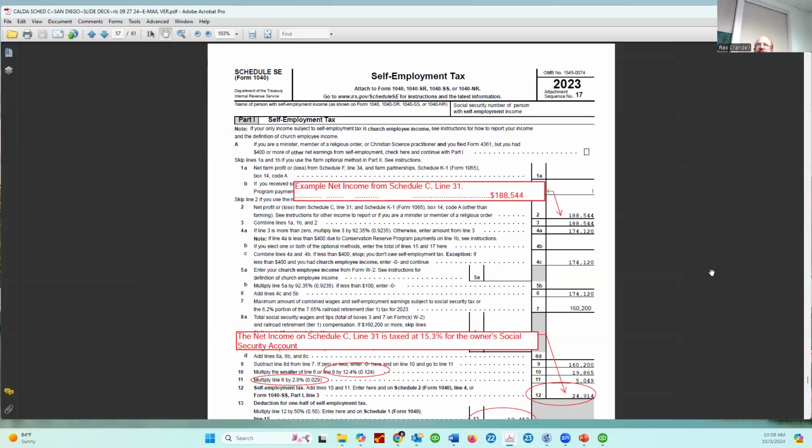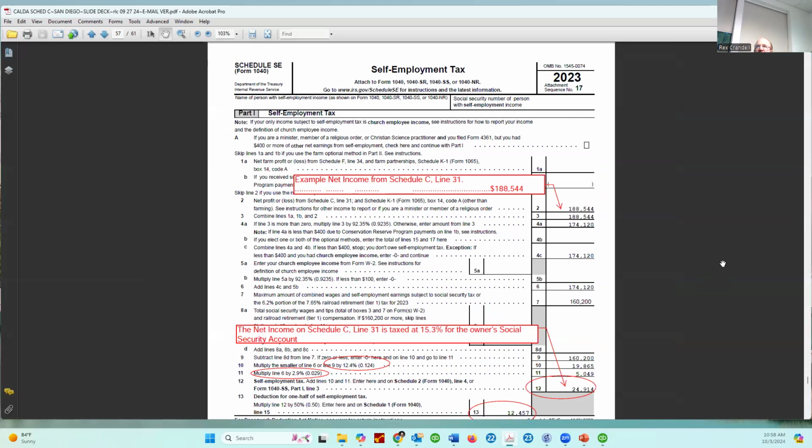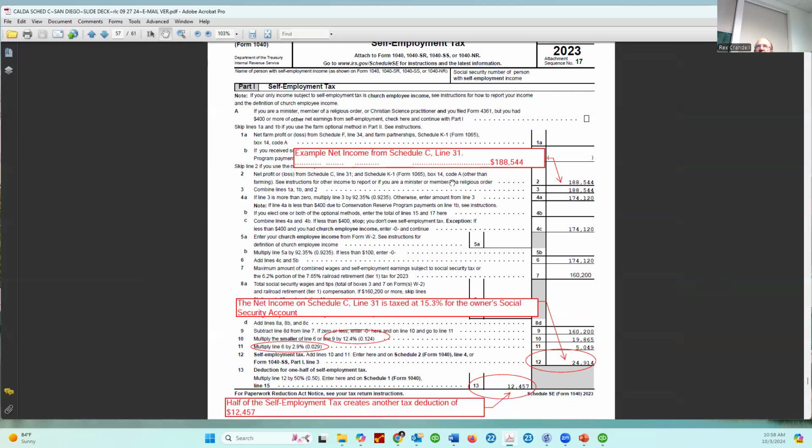Now, here's the self-employment tax schedule all in one eyeful. So what are we doing here? We have the net income, and then we come down and find out how much we need to pay using a couple of different methods of computation, Medicare and FICA separate, $24,000 of self-employment tax and $12,000 of additional deductions.